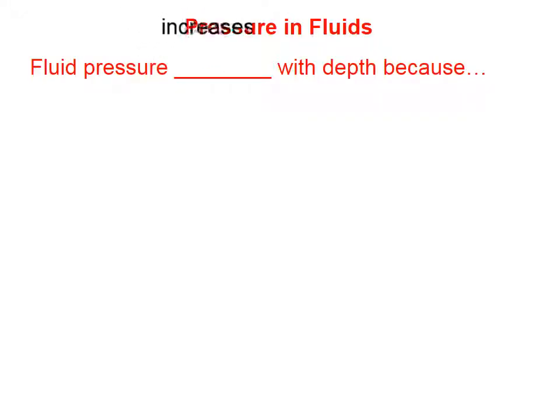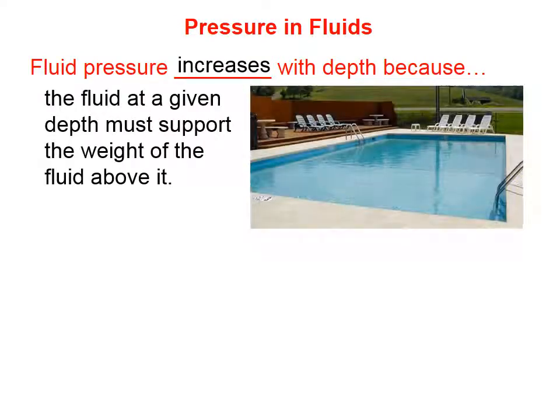Fluid pressure increases with depth because the fluid at a given depth must support the weight of the fluid above it. We just talked about the atmosphere. The atmospheric pressure closer to the surface is higher than the atmospheric pressure at a high altitude because the air at the surface has to hold up the air above it. So it's got to be at a higher pressure in order to do that. And of course, this is true with liquids as well.